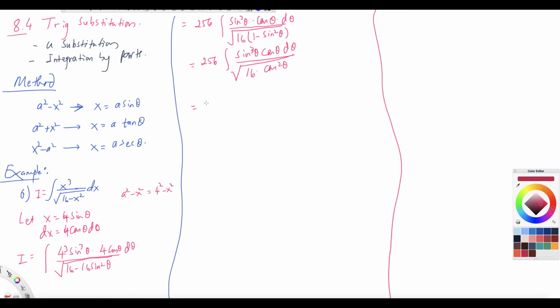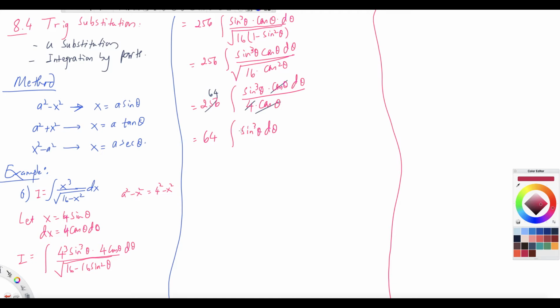Okay, so what do you get after that? 256, and then let me copy the same thing in the numerator. Sine cubed theta, cosine theta d theta, divide by 4 times cosine theta. That's what you get. You see that cosine theta divided by cosine theta will be 1, and I'm dividing 256 by 4. What do you get? 64. So what is left there is 64, and then sine cubed theta d theta.